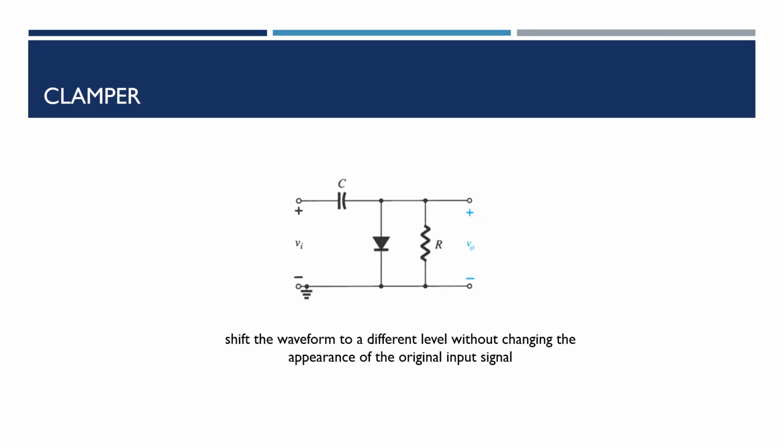Okay, another characteristic of the clamper is that it must have this capacitor. Compared to the clipper, there's no capacitor. So that's how we're going to differentiate between the clamper and the clipper circuit.